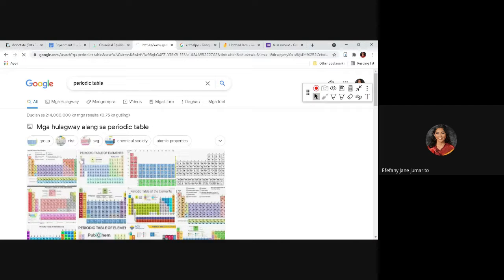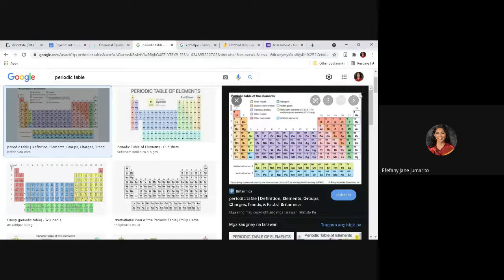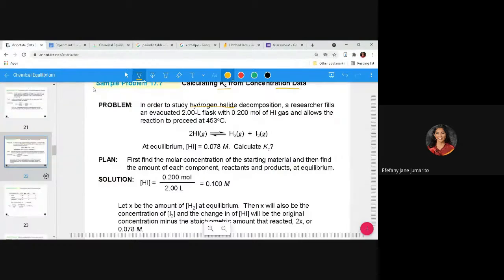Okay, so hydrogen halides. When we say halides, it's on halogens. Halogens are the elements. These are your halogens: fluorine, chlorine, bromine, and iodine. So that's why here we have this problem. Hydrogen halide, so it's hydrogen and then halogen.